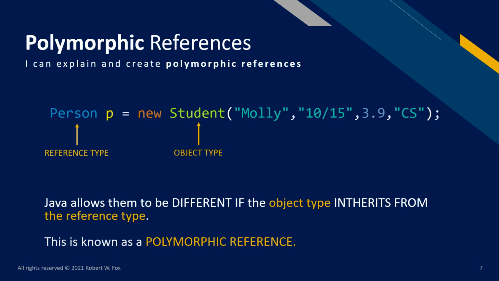Here we create an object where the reference type and the object type are different. In this case, we say person P equals new student. Now, we've never seen or done anything like this before, but Java does allow it as long as the object type inherits from the reference type. In other words, the object type student inherits from person. Person is the superclass, student is the subclass, and this is known as a polymorphic reference.